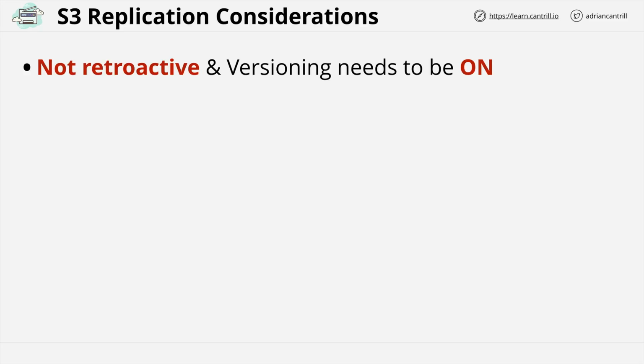And related to this, in order to enable replication on a bucket, both the source and destination bucket need to have versioning enabled. You'll be allowed to enable versioning as part of the process of enabling replication, but it is a requirement to have it on. So a bucket cannot be enabled for replication without versioning.